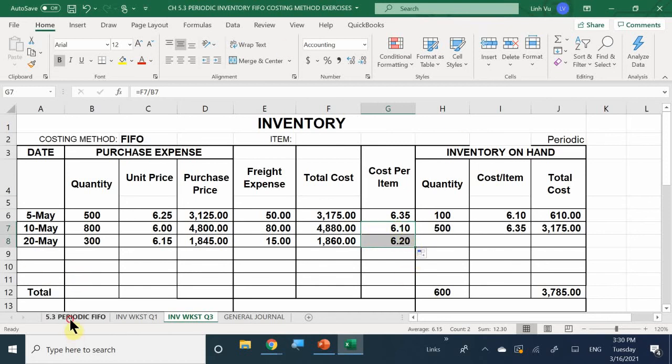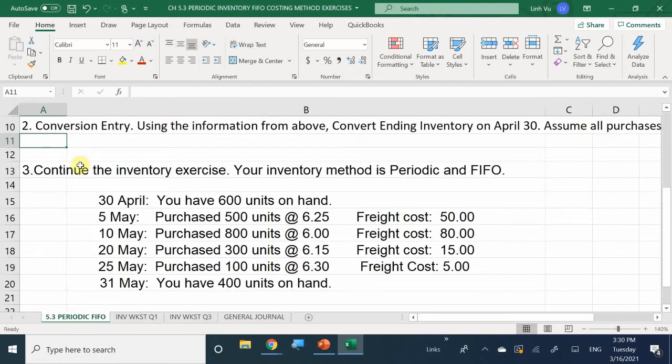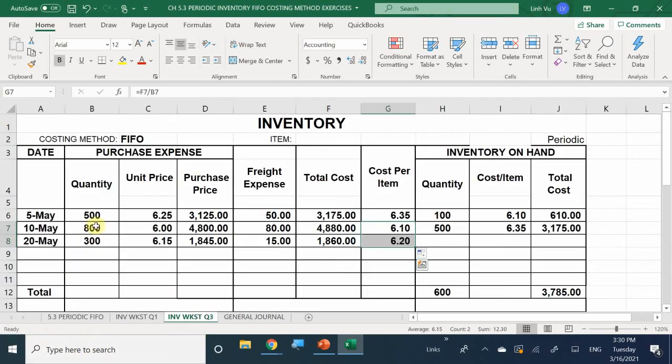$620. It's okay. All right. And then let's see. Second to last but not least, what did we have? What happened on the 25th of May? You purchase 100 units at $6.30 each with a freight cost of $5. So 100 items at $6.30 with a freight cost of $5.